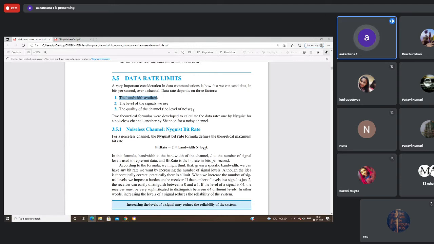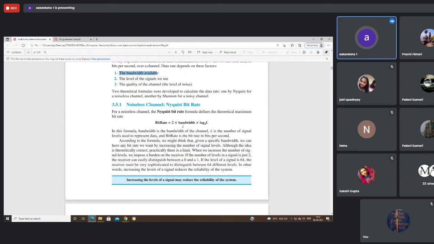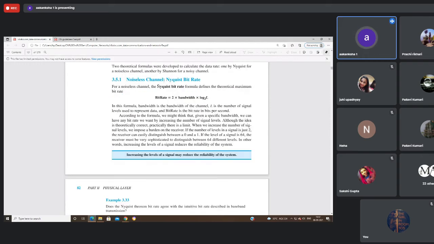So basically, for calculating the data rate, we have two theoretical formulas. One is given by Nyquist for a noiseless channel, where we assume there is no noise, and another by Shannon for a noisy channel. So in this section we'll be discussing the noiseless channel bitrate and the noisy channel bitrate.